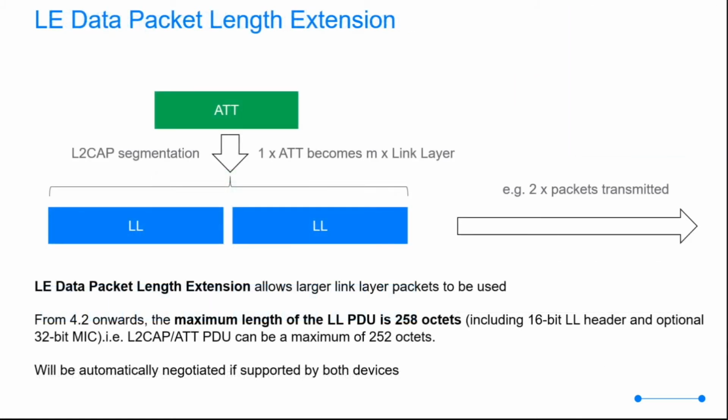So Bluetooth version 4.2, which is quite old now, introduced something called the LE Data Packet Length Extension feature. And this allows larger link layer packets to be used and so reduces the protocol overhead in the way that we need. And it's used automatically if both devices support it.